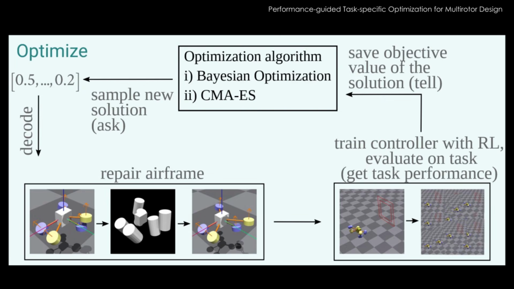Then, a reinforcement learning procedure learns to control the design for a particular waypoint navigation task. The average task performance of the design is measured on 20,000 episodes with the trained policy. Based on task performance, the optimization algorithm suggests a new design. The cycle is repeated until the computational budget runs out.